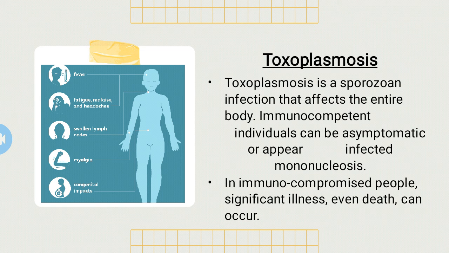Lastly, toxoplasmosis is a sporozoan infection that affects the entire body. Immunocompetent individuals can be asymptomatic or appear infected with a mononuclear cyst. In immunocompromised people, significant illness, even death, can occur. Toxoplasmosis results from infection with the Toxoplasma gondii parasite, one of the world's most common parasites. Infection usually occurs by eating undercooked contaminated meat, exposure to infected cat feces, or mother-to-child transmission during pregnancy.